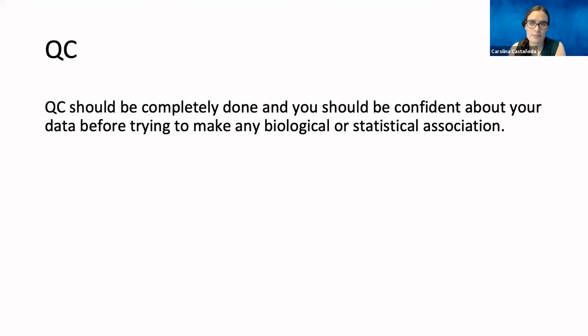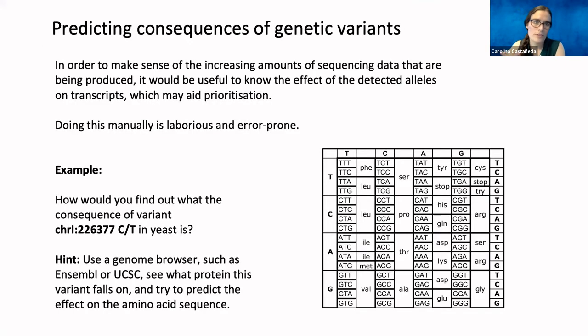So what is predicting consequences of genetic variants? In order to make sense of the increasing amounts of sequencing data that are being produced, it would be useful to know the effect of the detected alleles on transcripts, which may aid prioritization. Doing this manually is laborious and error-prone.